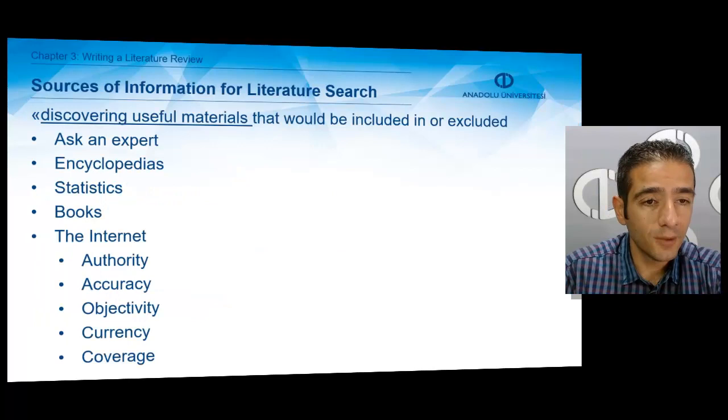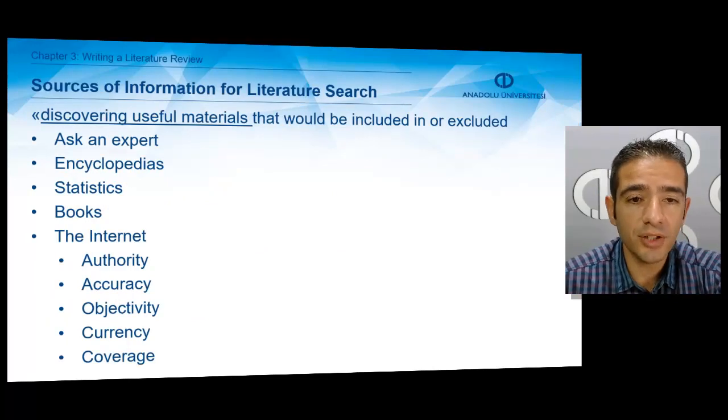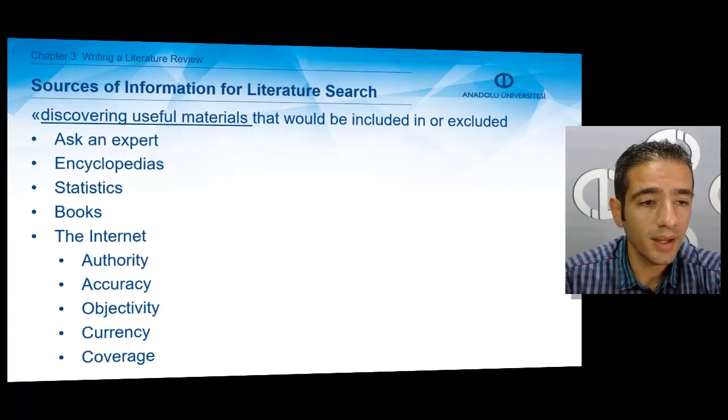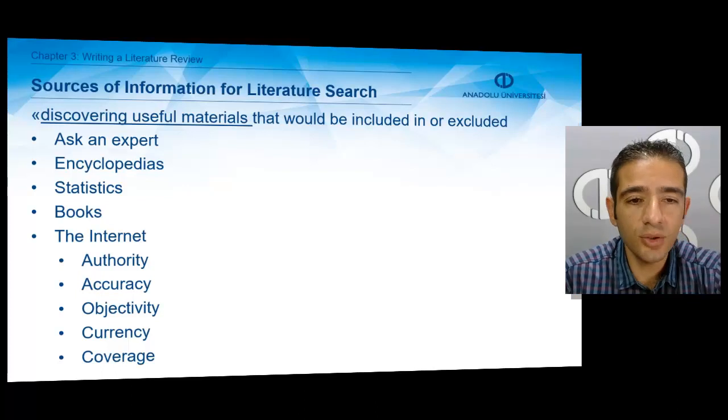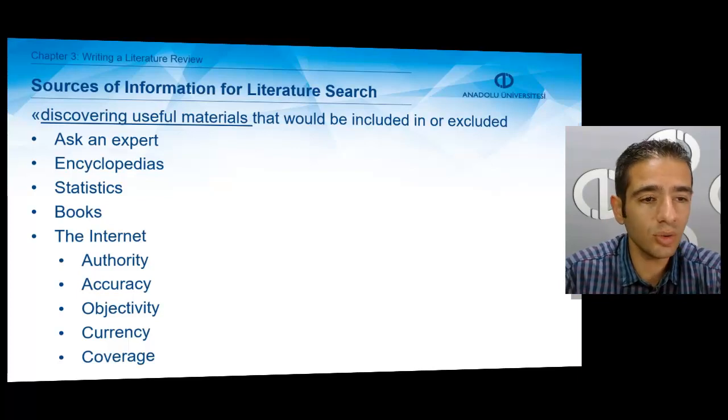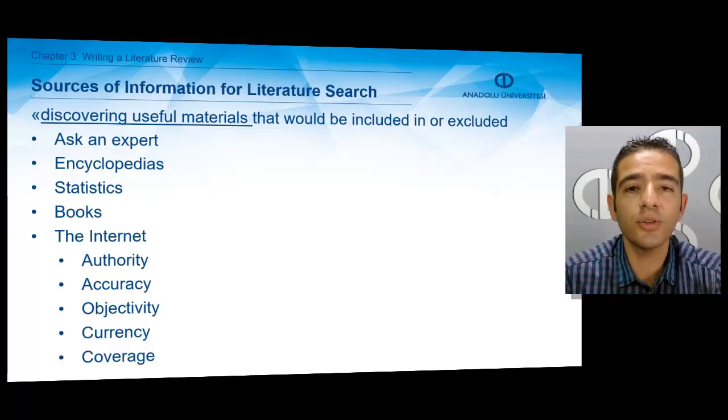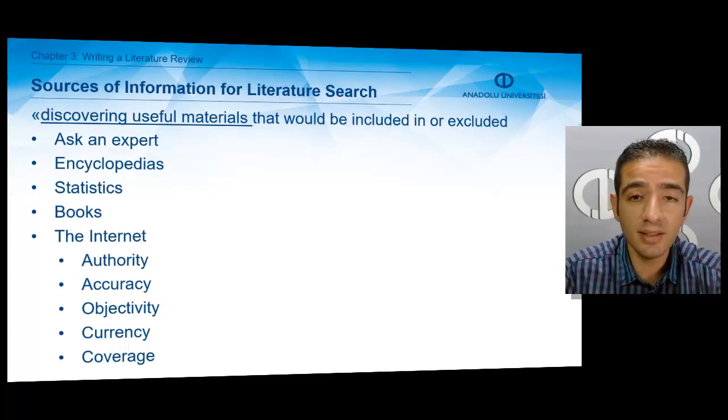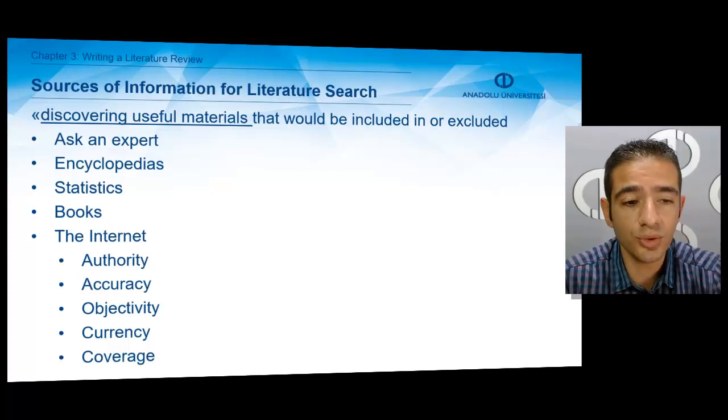And for sources of information for your literature search, it's a kind of discovering useful materials that will be included or excluded from your literature review. To get this information, you can talk to an expert, get the expert opinion, refer to encyclopedias, benefit from statistics, refer to books, and in this era, more importantly, you can use the internet as the source of information.